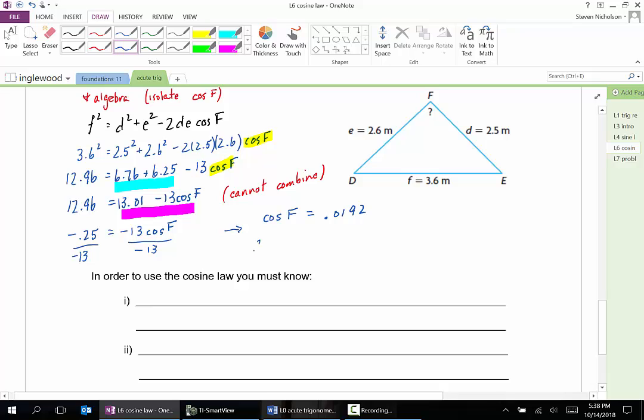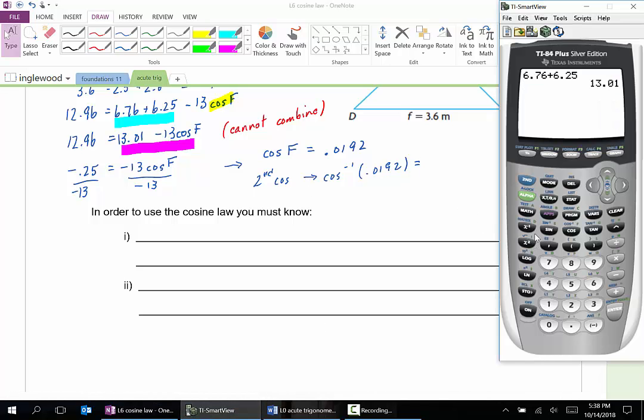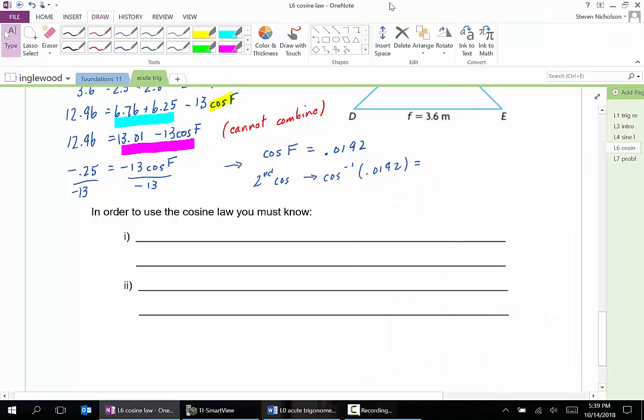So what we've done is all of that algebra, and we have isolated cosine F. But now we use that button on our calculator, our second cos button. Again, that's the button we will forever press in order to find an angle. Our calculator gives us cosine to the negative 1, and we plug in the ratio. So second cos of 0.0192 equals 89 degrees. So here's our 89 degrees. Again, with practice, this calculation becomes pretty straightforward.